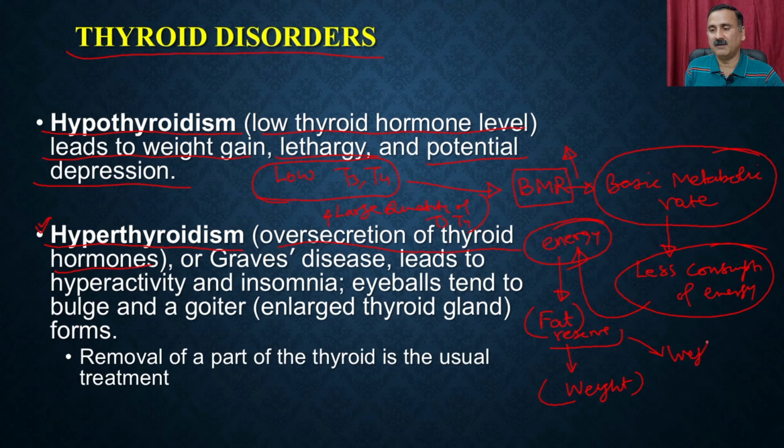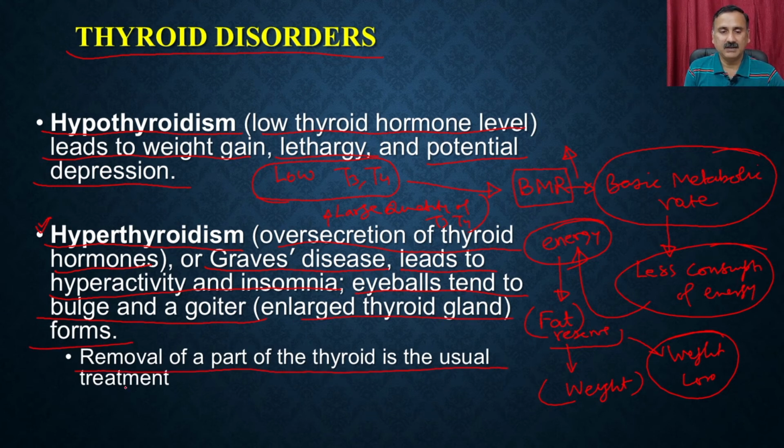So, there will be weight loss, right, and it also causes the disease called Graves disease, because when you keep losing weight, you will be losing your body fat, and it leads to hyperactivity and insomnia. Eyeballs tend to bulge and goiter, an enlarged thyroid gland, forms. The removal of part of the thyroid is the usual treatment.